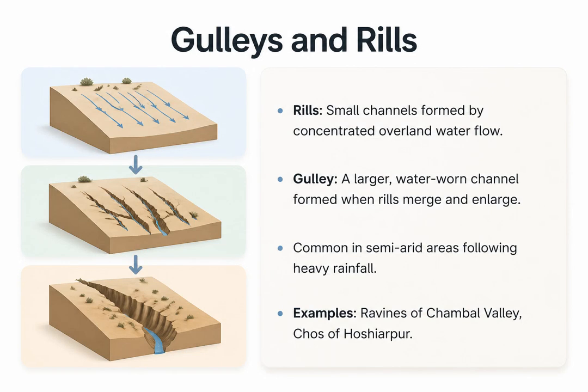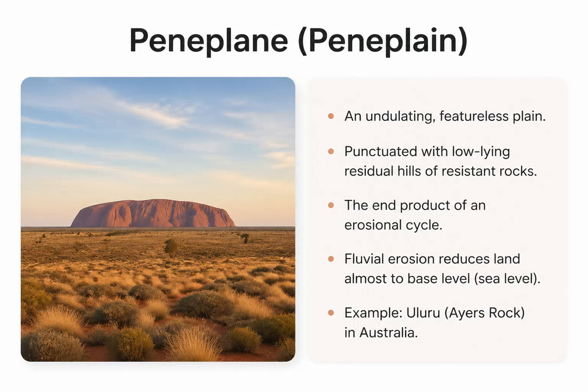Erosion isn't just restricted to permanent rivers. During heavy rainfall, especially in semi-arid areas with little vegetation, overland water flow concentrates into tiny channels called rills. As these rills flow downhill, they merge together, gaining volume and erosive power, eventually carving out deep, steep-sided trenches called gullies. Over time, extensive gully erosion can turn a landscape into a rugged, impassable badland, like the famous ravines of the Chambal Valley.